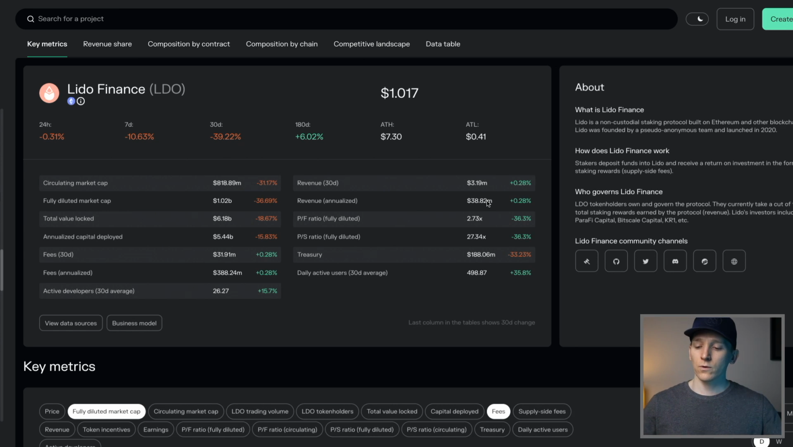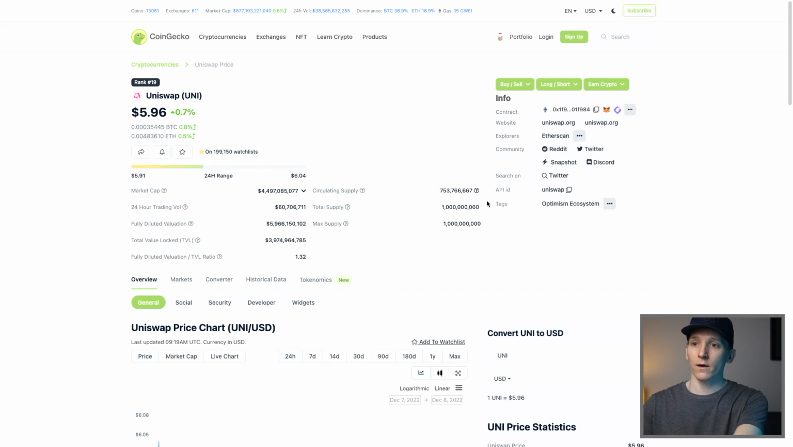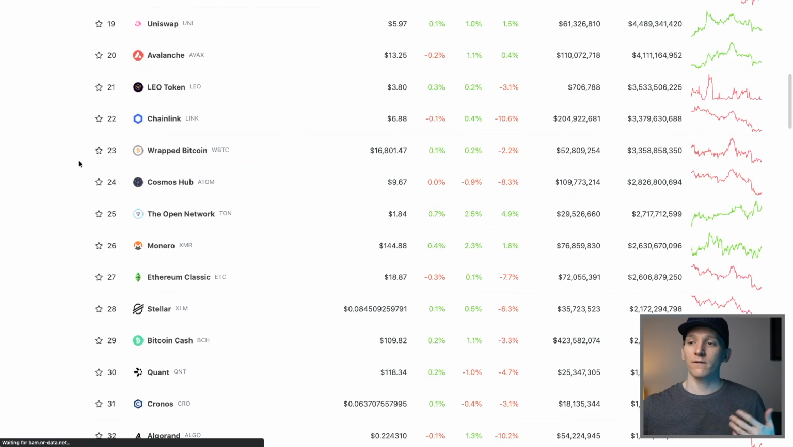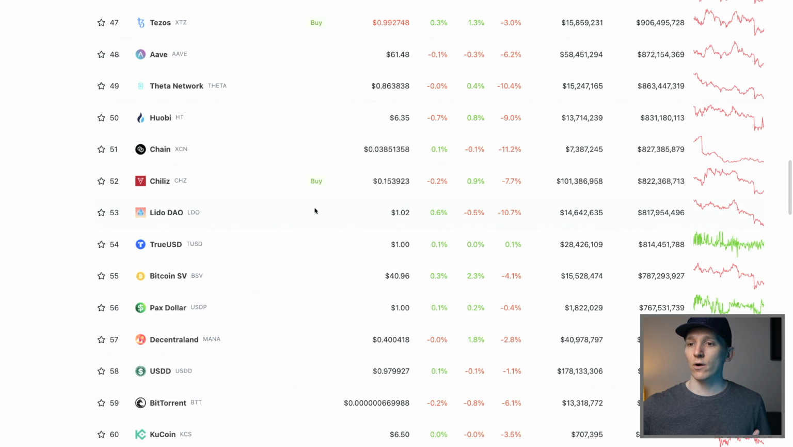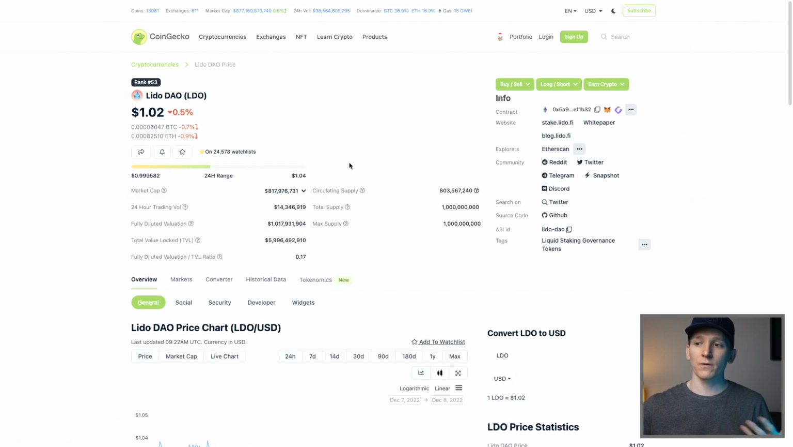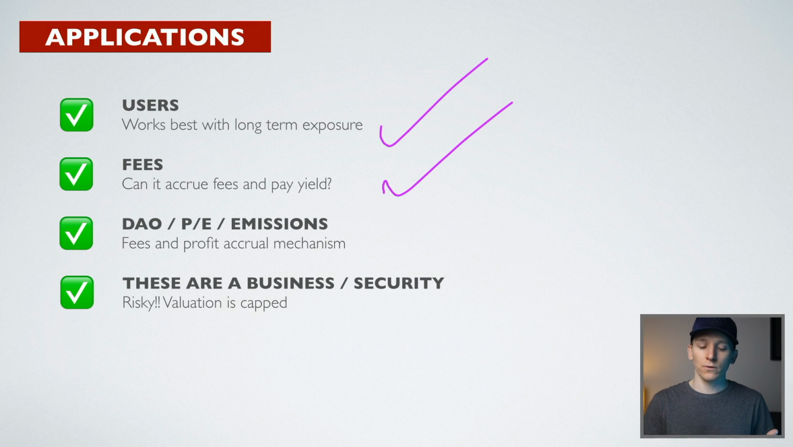So what you can do is now go over to CoinGecko and see how much Lido is actually valued for. It's valued right now around $800 million. Do you think that is over or undervalued given the future? So that is a very simple valuation metric that you can use to actually value blockchain businesses.